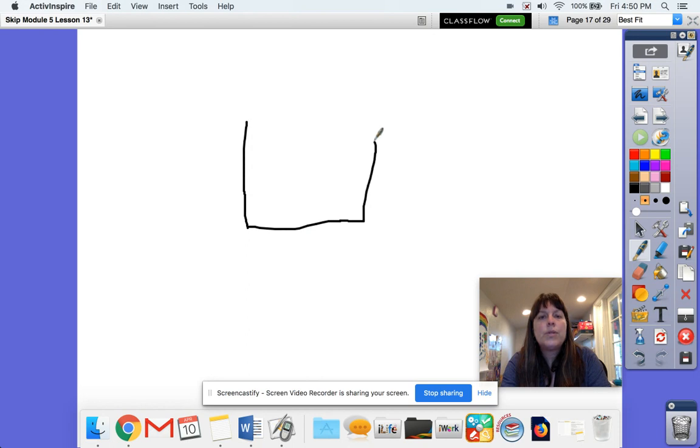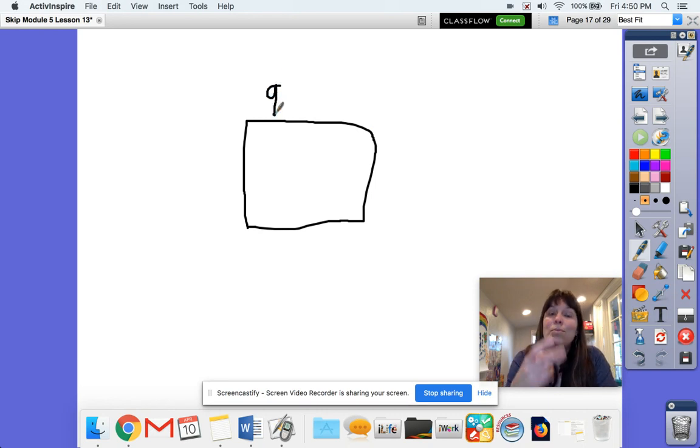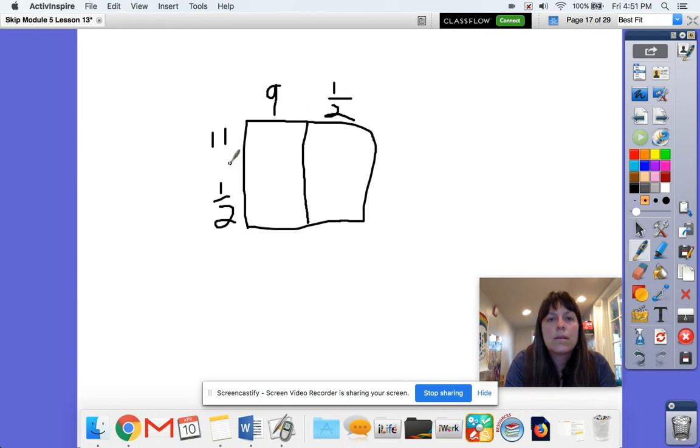You make your rectangle. And we split it up. It doesn't matter because of the commutative property. It does not matter which number goes on the top and which number goes up and down. So we've got 9.5 and we've got 11.5. Okay, we make our boxes. And I'm going to go ahead and let you figure that out.